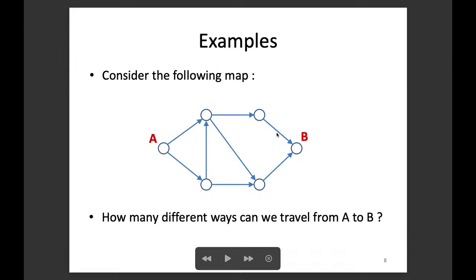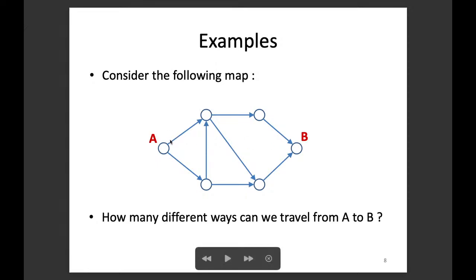Another example that we have explained in class: we want to count the number of different ways that we can travel from A to B. If you look at this diagram, this is called a graph. There are certain nodes, or vertices, here, and there are edges joining the vertices. These edges represent roads, so we need to follow the direction of these arrows. For instance, there is one way to travel from A to B by using this one, going to this one, and this one, and this one. We cannot go to this one because the direction is not correct. There is another way, going to here, here, here, and here. So we want to count the total number of ways that we can travel from A to B.